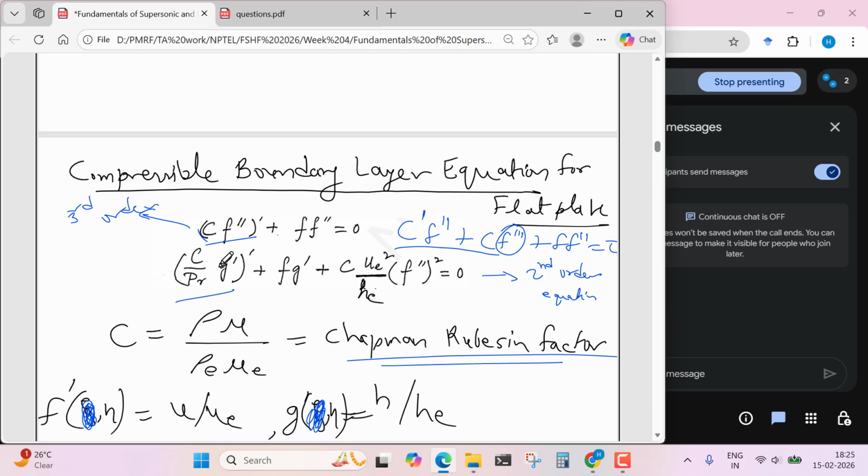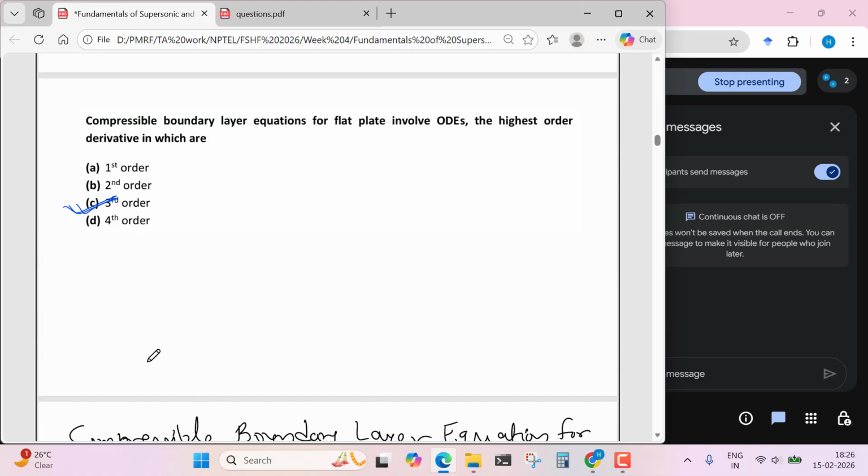And second, you can see that this G dash maximum can become G double dash, and this will be the F double dash square. So maximum order is second order for this equation. So maximum order in compressible boundary layer equation for flat plate is third order. So answer for this problem will be C, third order.